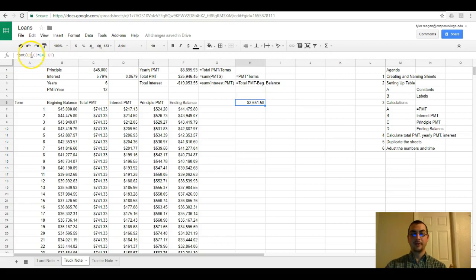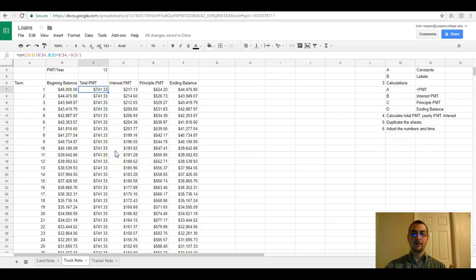Because what we have to do is take the interest rate divided by the times per year. That has to do with the fact that it's being compounded monthly. And you're looking at an APR of 5.79% divided by the compounded monthly aspect. Now we come up with the correct payment. So we created this whole spreadsheet on this land note, and then we just copied it over to the truck note, and we have everything already all set up.